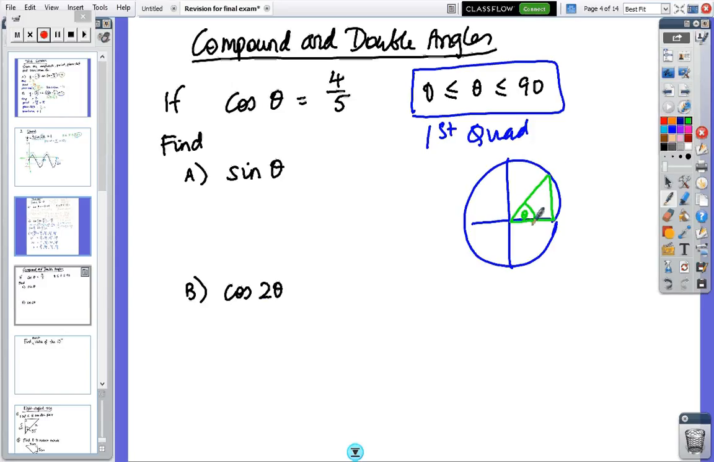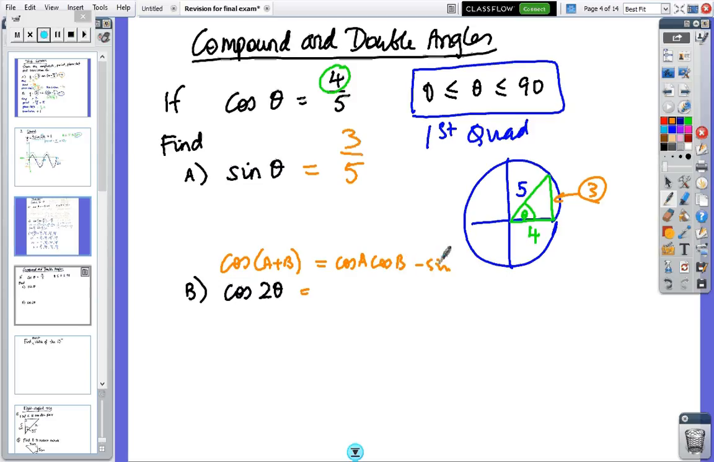Okay, that's theta. And that's the adjacent, and that's the hypotenuse, 4 over 5. So using Pythagoras, that side is 3. So 3, 4, 5 triangle. So sine theta equals 3 over 5. Straightforward. Now, cos 2 theta is one of the double angle formulas. And just reminding you, you've got cos(A plus B) equals cos A cos B minus sine A sine B. So the cos 2 formula is cos squared A minus sine squared A, because A and B are the same.